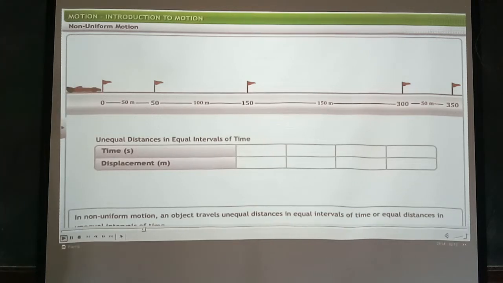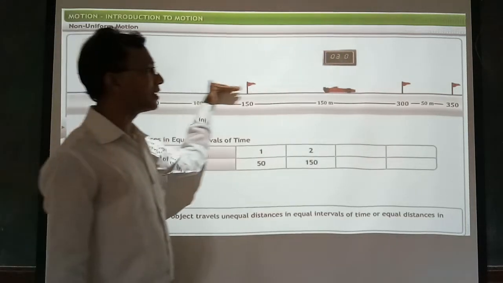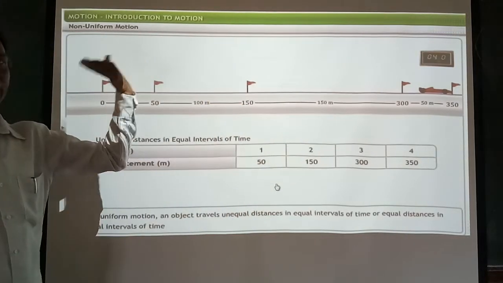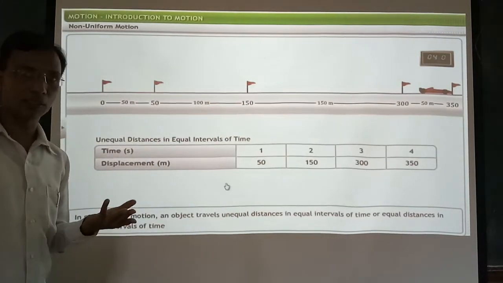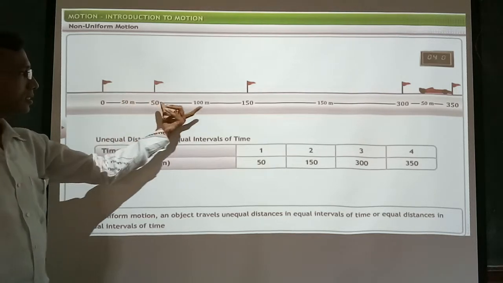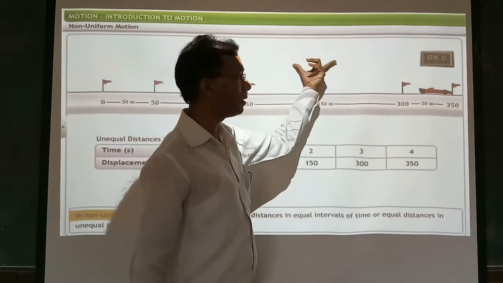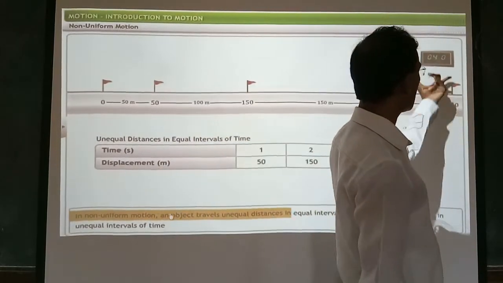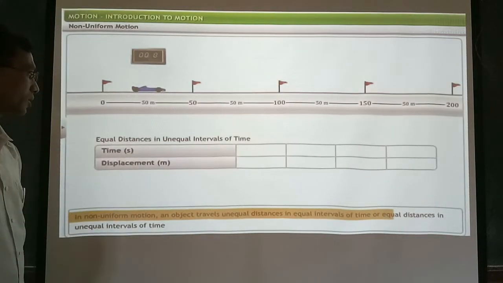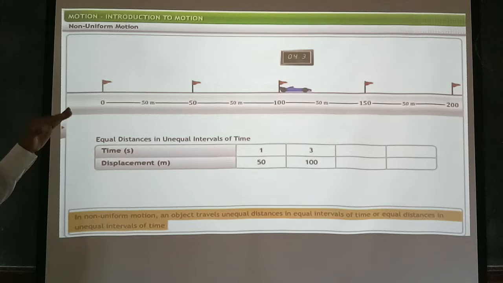That is the second one. In non-uniform motion, an object, the red car, travels unequal distance in equal time intervals. It is non-uniform motion. So here 50 meter distance, 100 meter distance, 150 meter, 350 meter. But the time is different here. So that is non-uniform motion.